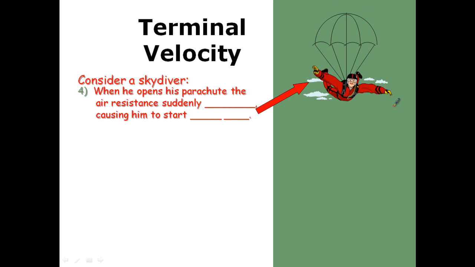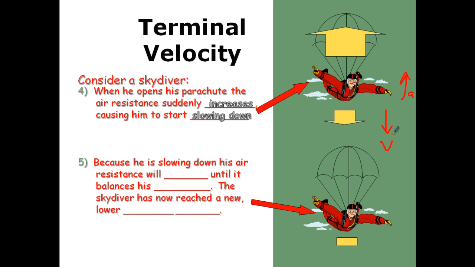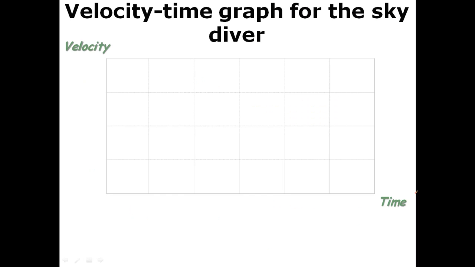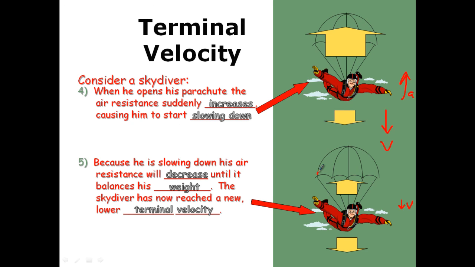When a skydiver opens his parachute, the air resistance suddenly increases a lot, causing him to start to slow down. His acceleration now will be that way because his velocity is this way. Because he's slowing down, his air resistance will decrease until it balances his weight again. The skydiver has now reached a new, lower terminal velocity. He's going to slow down, but eventually the upward force is going to equal the downward force again. But this time his velocity is going to be a lot smaller. That's why skydivers don't die when they hit the ground. Why that happens is more air resistance, because there's a lot more surface area created by his parachute.